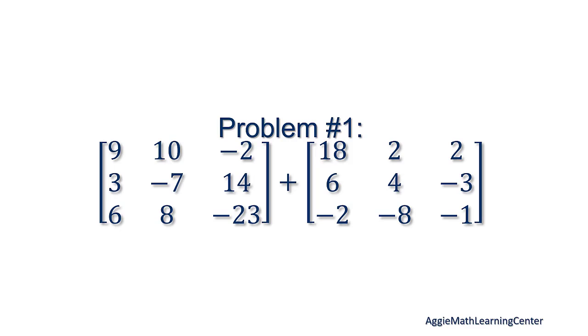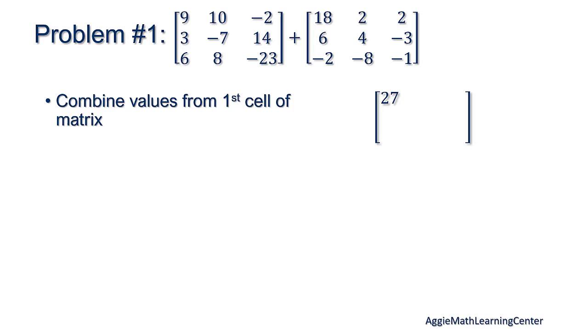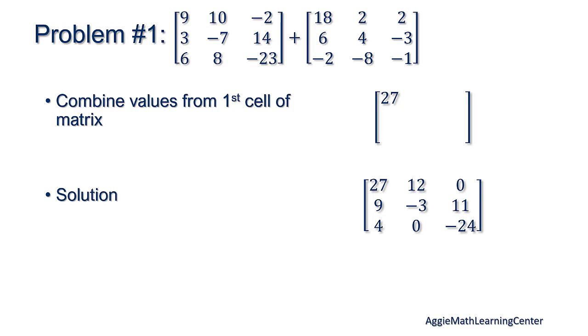We look at the number in the first row and first column for both matrices and add them together. This becomes the number in the first row and first column of our new matrix. In this case, we are adding 9 and 18 to get 27. We can continue this process to fill out the rest of the matrix. After adding all the values, we are left with the following matrix.